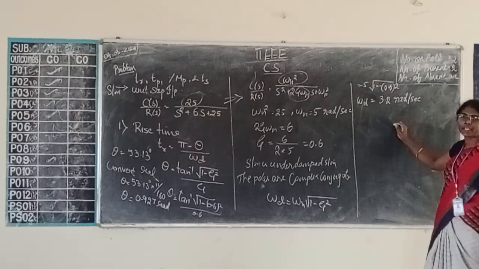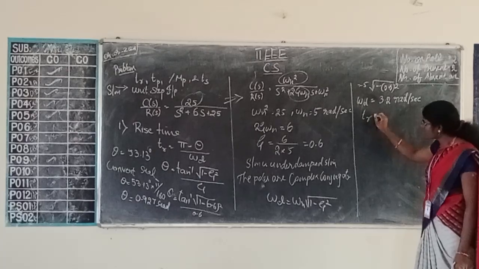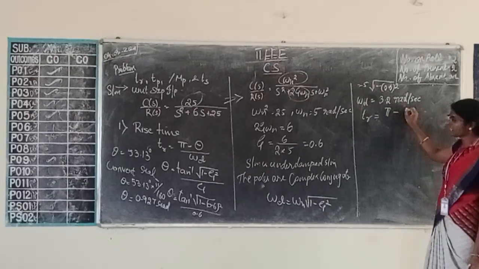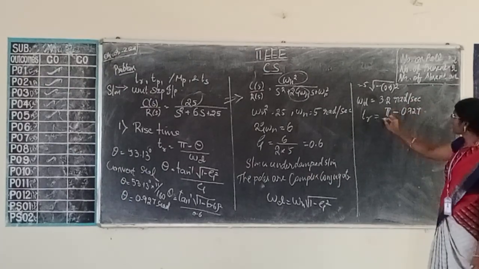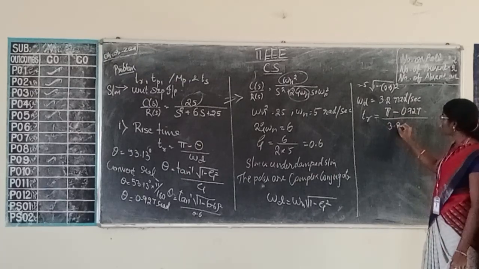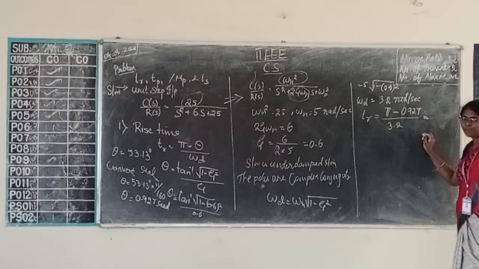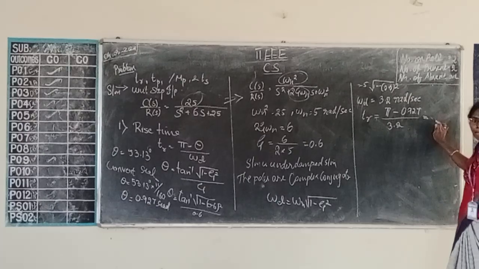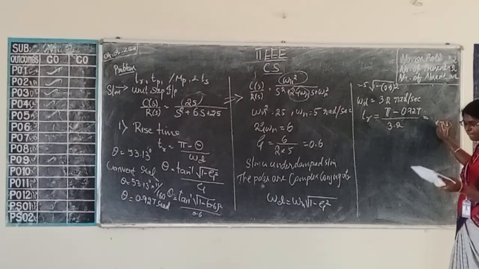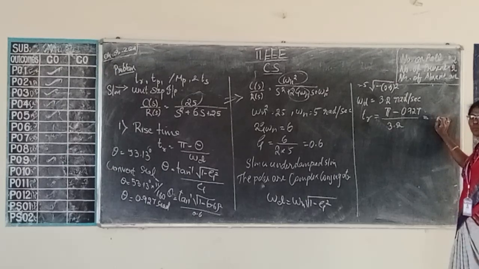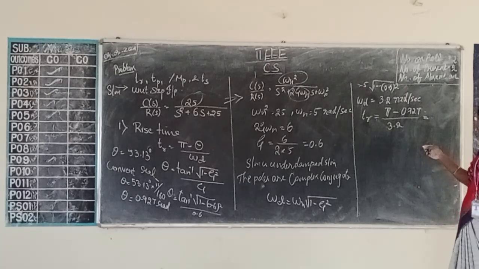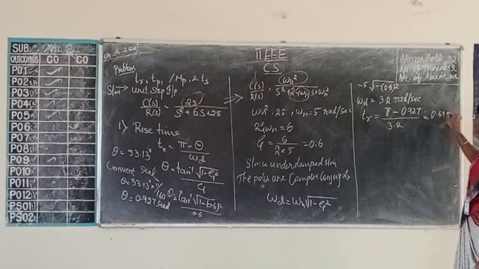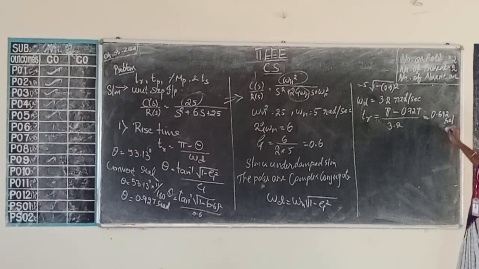Radian per second. Now let us substitute the next thing: pi minus theta, that is 3.14 minus 0.927, divided by omega d. So what is the value of rise time here? The rise time is 0.692 seconds.